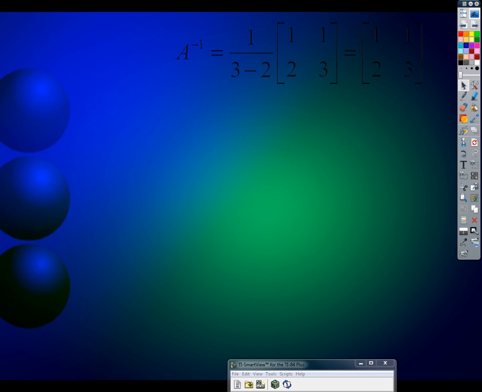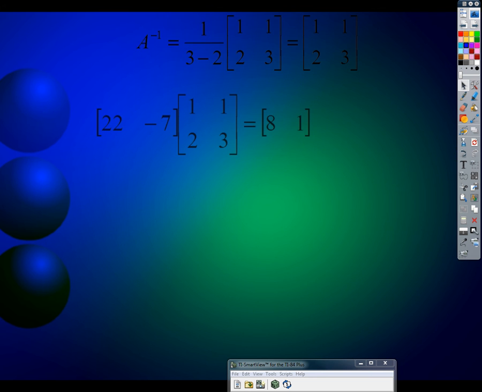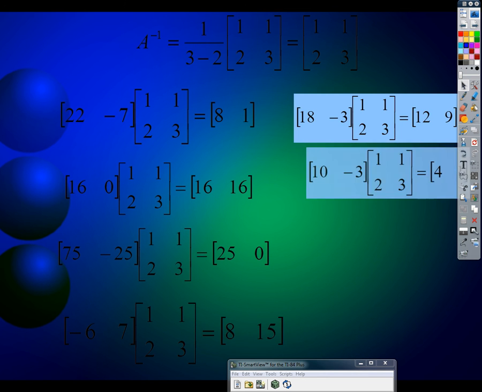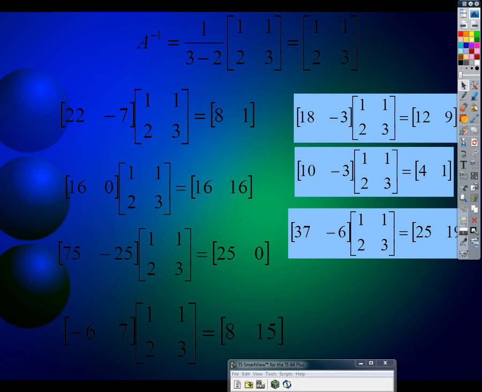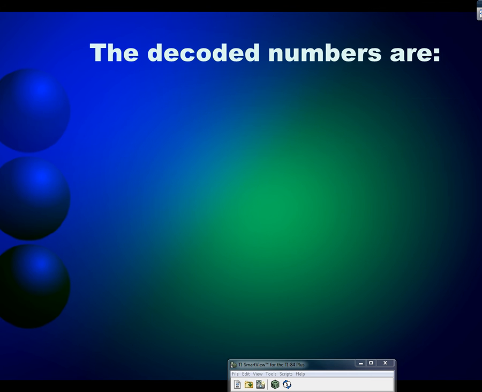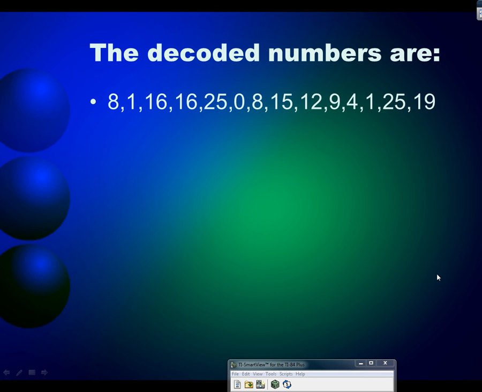If we calculate the inverse, and we could do this very easily, what we get is 1, 1, 2, 3 as the inverse matrix. So I'm going to multiply each of those little strings in our coded message by that inverse, and I get 8, 1 for the first one, 16, 16 for the second one, and 25, 0 for the third one, etc. If I keep doing this, I end up with this decoded message. I'll just take all those numbers in order, and they look like that, right?